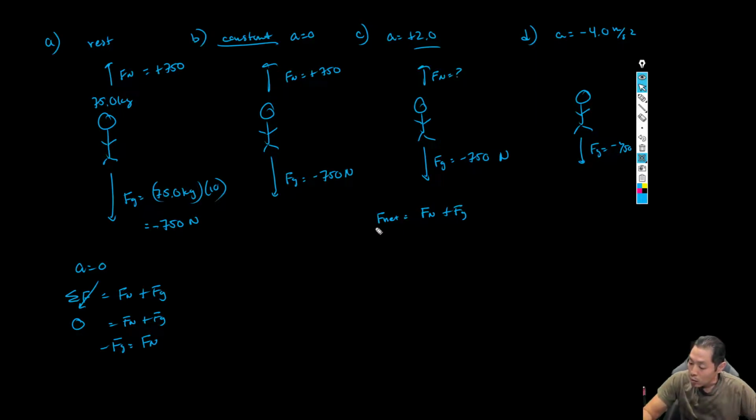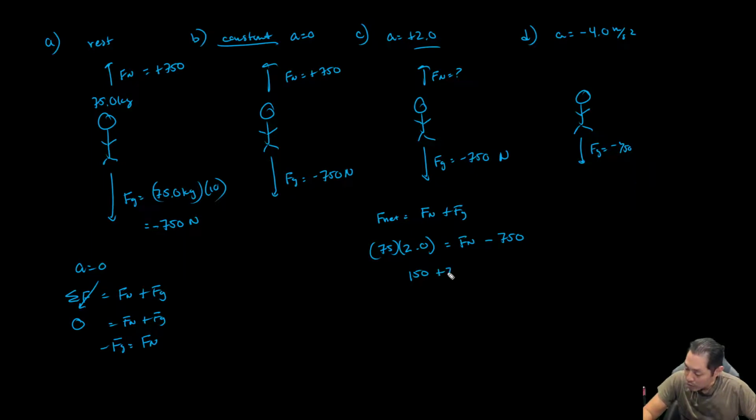M, which is the mass of the person, 75, times A, which is what we have up here, 2. And it is positive, equals Fn minus 750. 2 times 75 is 150. And I move 750 over, plus 750 equals Fn. So in this case, Fn is equal to 900 newtons.